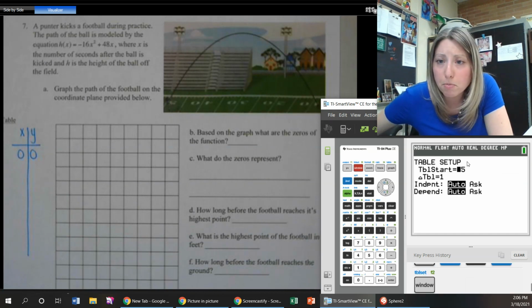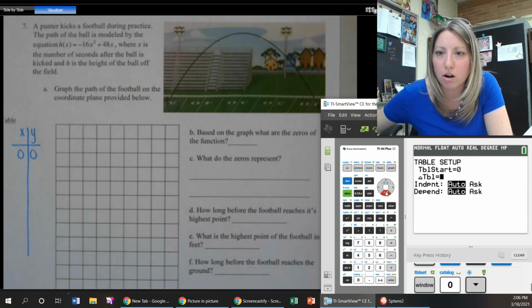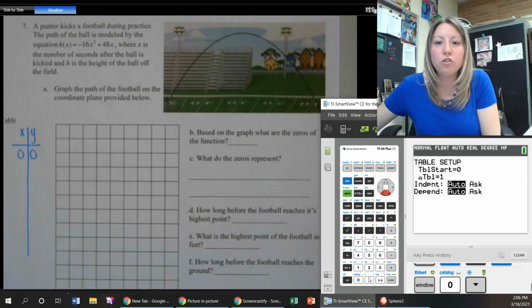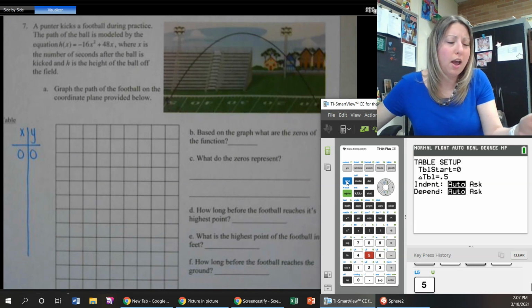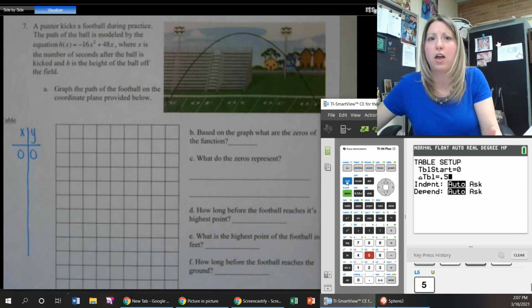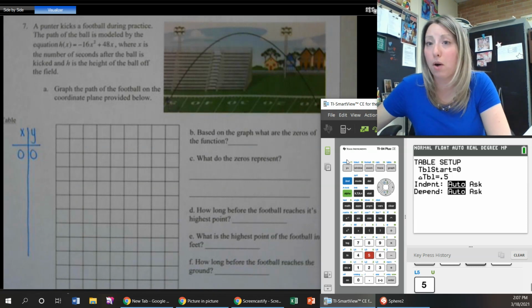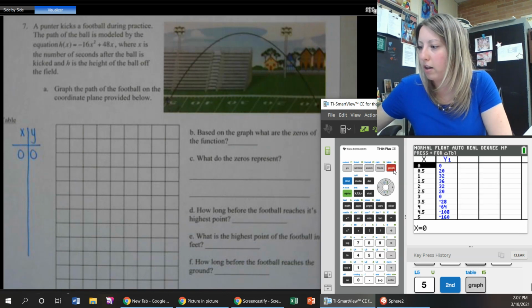goes to our table set. And I'm going to change my table start to 0 because that's where I want to start. But go down, arrow down to delta table and change it to 0.5. I want to go by halves. All right. Because I want to see what's happening at the half second. So after half a second, then 1.5 seconds, then 2 seconds, then 2.5 seconds, and so on. So I think I'll get a little more information about the graph that way.